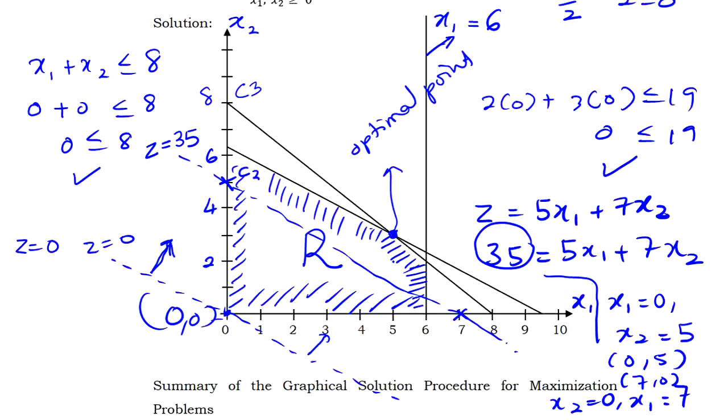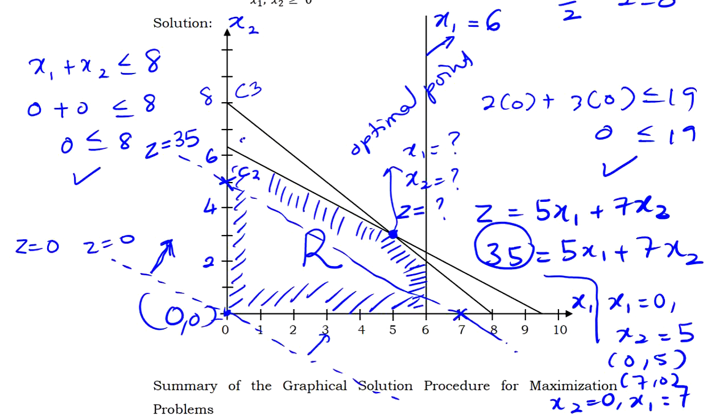And then you need to find x1 equals to what value, x2 equals to what value, and then we can find the z value. Okay. So for this case, you need to do a simultaneous equation for the constraints.